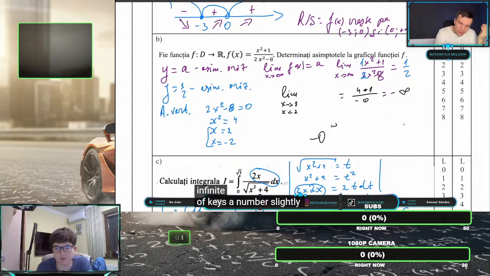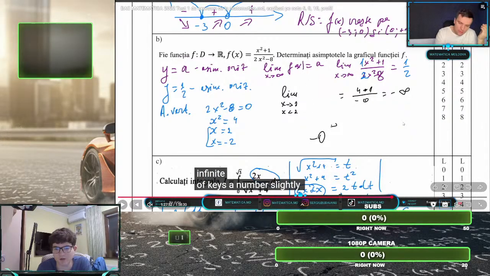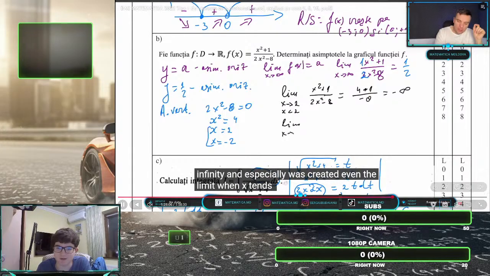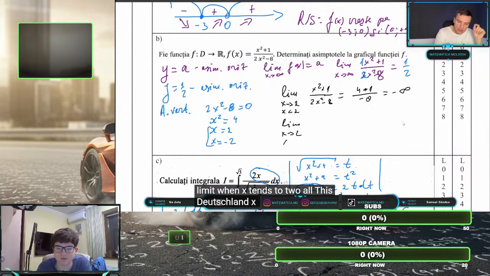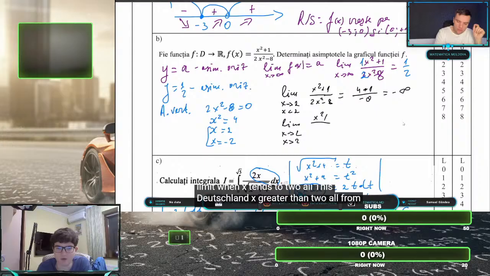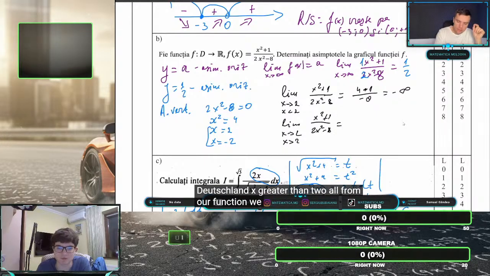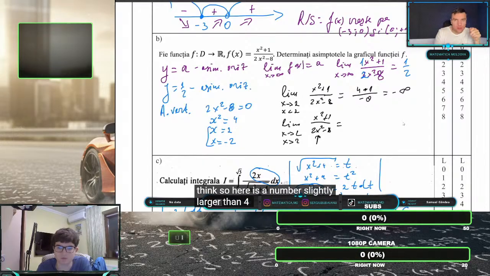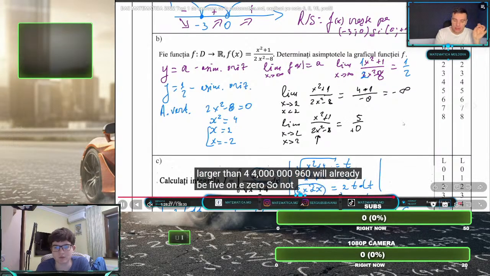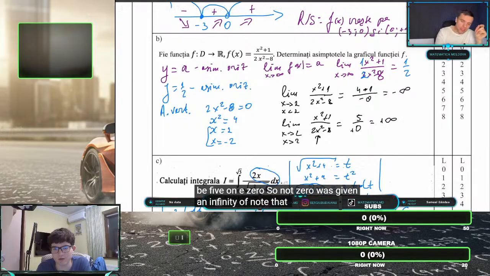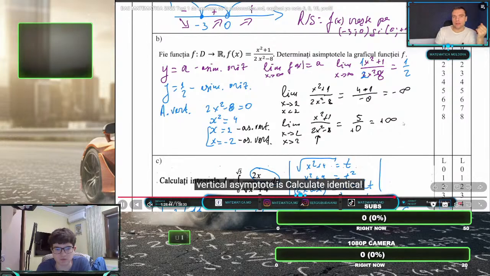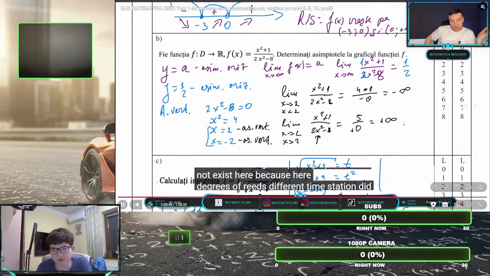Minus infinity, because it's like, what? Why minus? Oh, because it's smaller than 2, I guess. Something like that. Minus 0, huh? Now if it's larger than 2, then it's going to be plus infinity, right? Yes. Logical, huh?